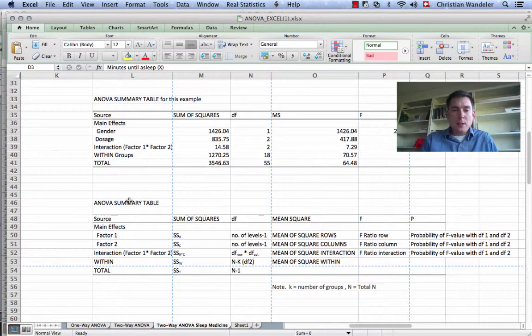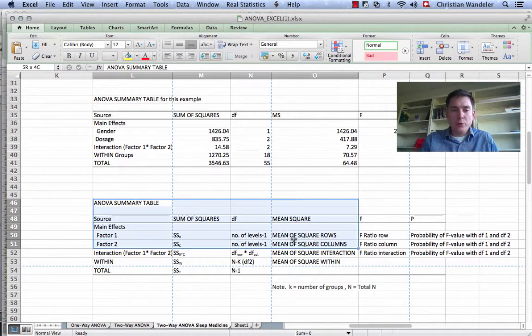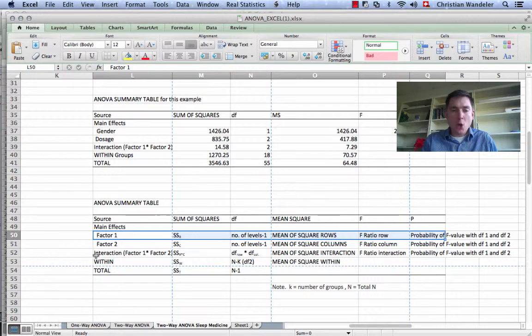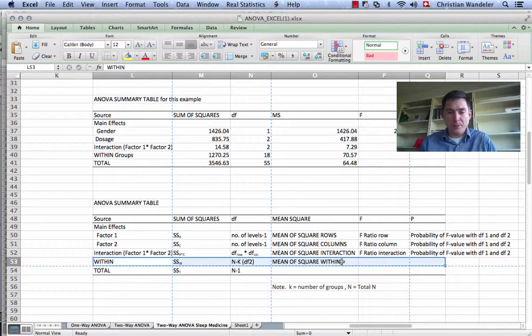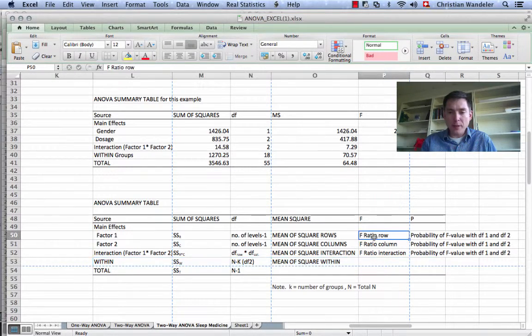So here is the ANOVA summary table for two-way ANOVA. And you notice that instead of just having one between effect, we have a main effect for factor 1, main effect for factor 2, and then we have the interaction effect. And then below here, we have the within mean squares or the error variation.